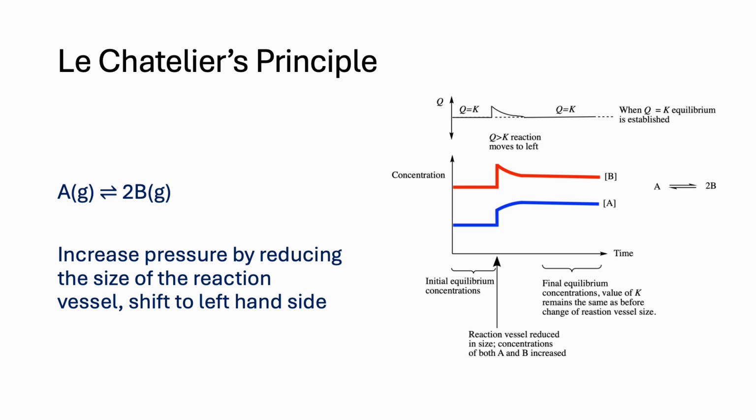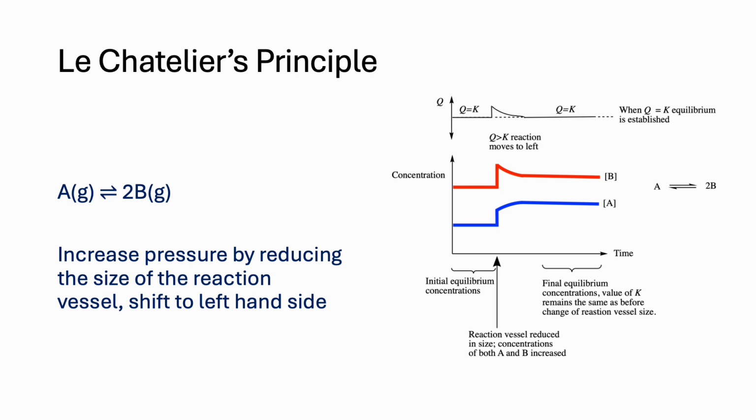In this example, the reaction stoichiometry shows there are twice the number of moles of product B as reactant A. When the pressure is increased, the reaction adjusts to reduce the total number of moles of material present, and hence reduce some of the added pressure. It does this by shifting the reaction to the left-hand side.